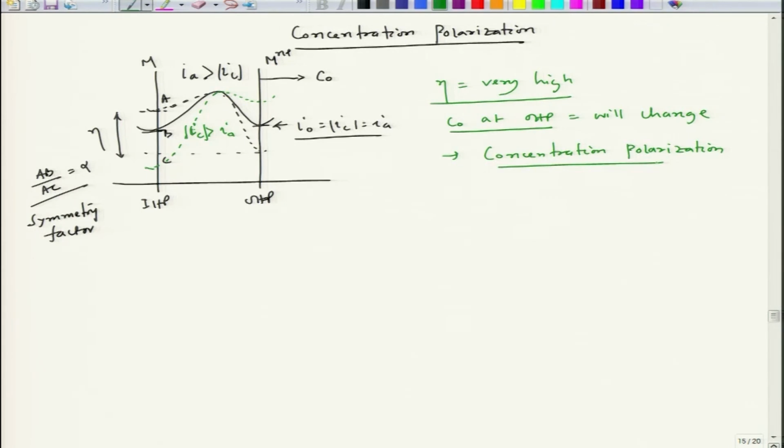Fine. So, let us stop here. We will continue our discussion on concentration polarization and its relation, its interaction with the mixed potential theory. Thank you.